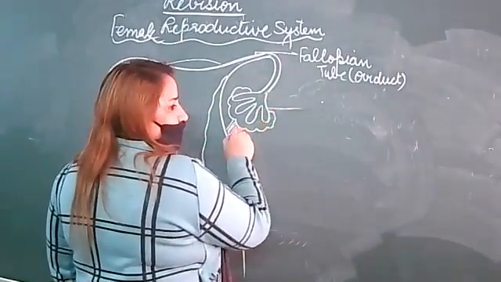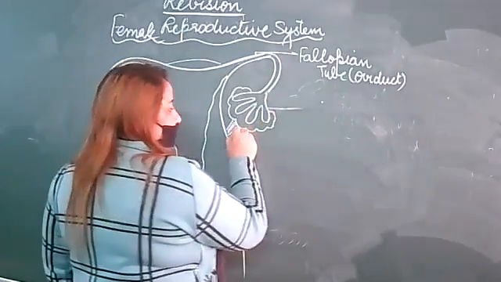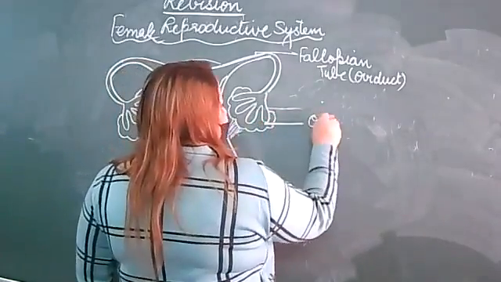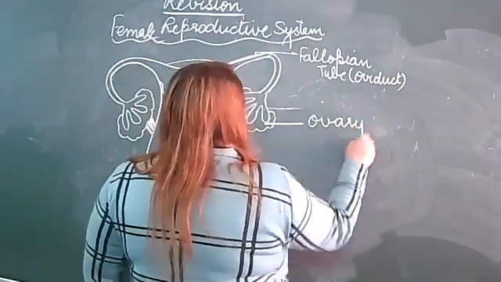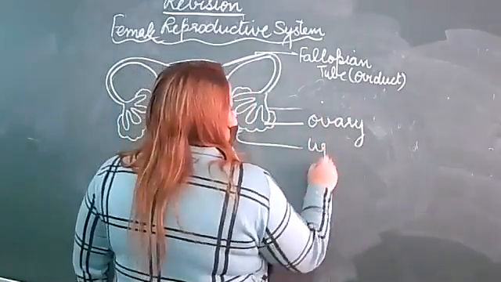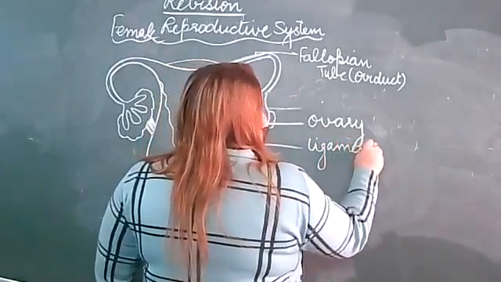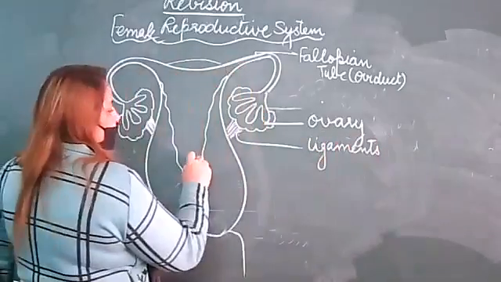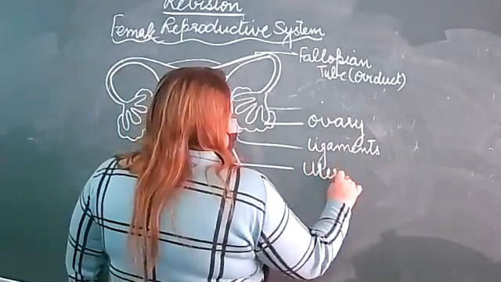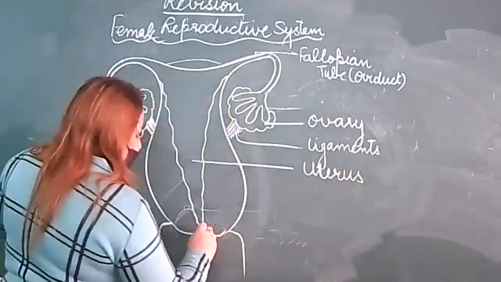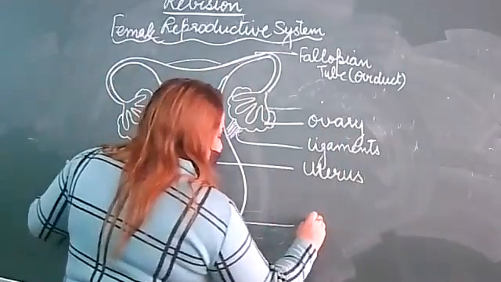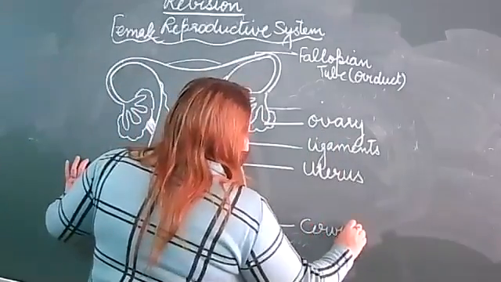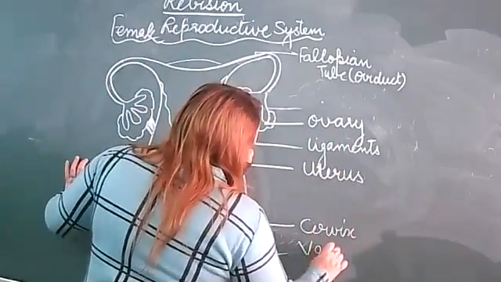Now this is ovary. These are ligaments, ovarian ligaments. This is uterus. This point is cervix. And here it is vagina.